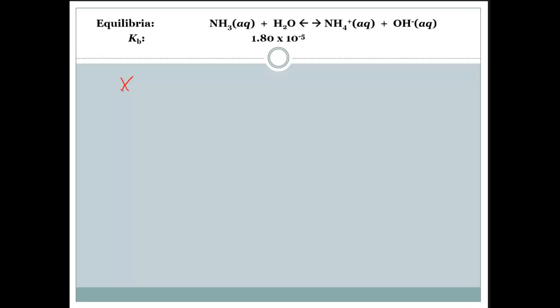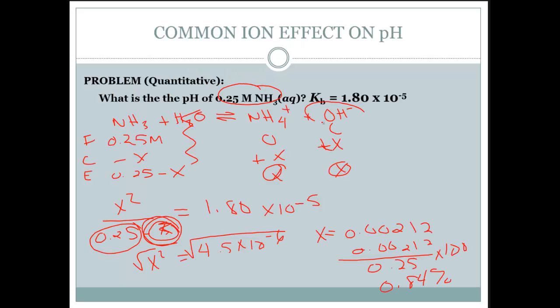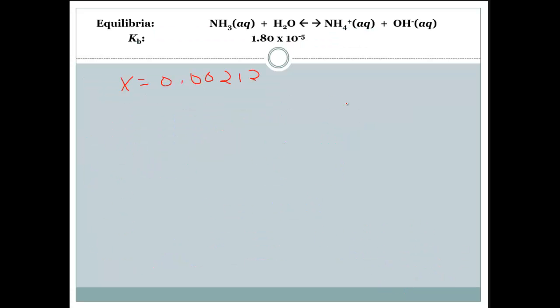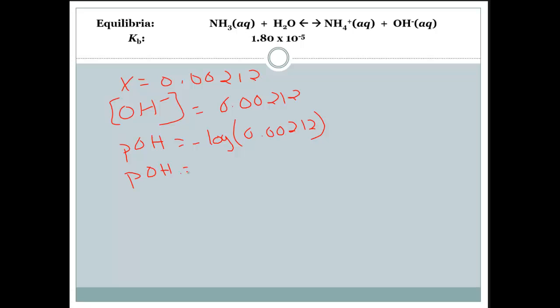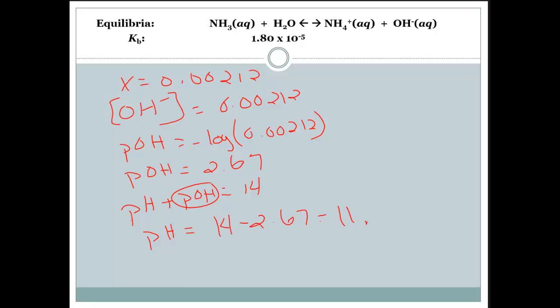We indicated that our x from the previous slide was 0.00212. Now you'll notice that gives us the OH because x is OH. So that means the OH concentration is 0.00212. I can go ahead and take the log of this, but this will give me the pOH, not the pH. So the pOH is 2.67. And you may remember that the pH plus the pOH needs to equal 14. Therefore, the pH is going to be 14 minus the pOH, which is 2.67, which comes out to be 11.33.